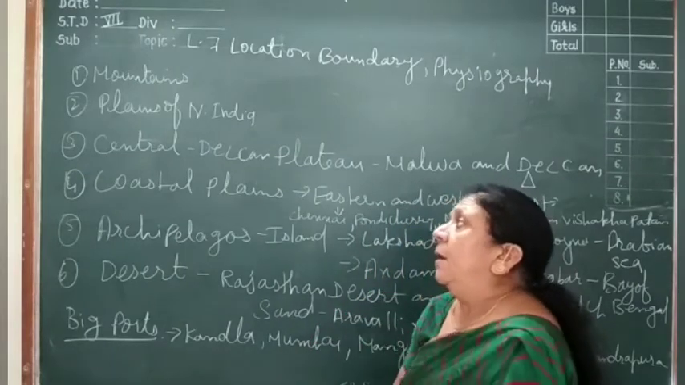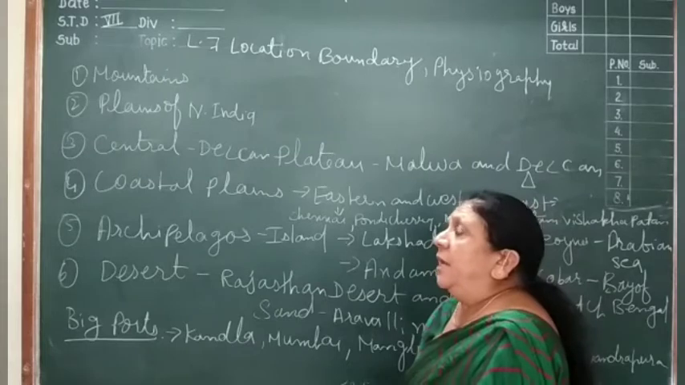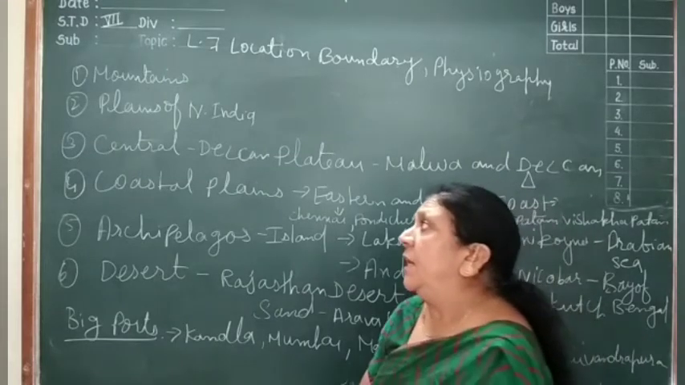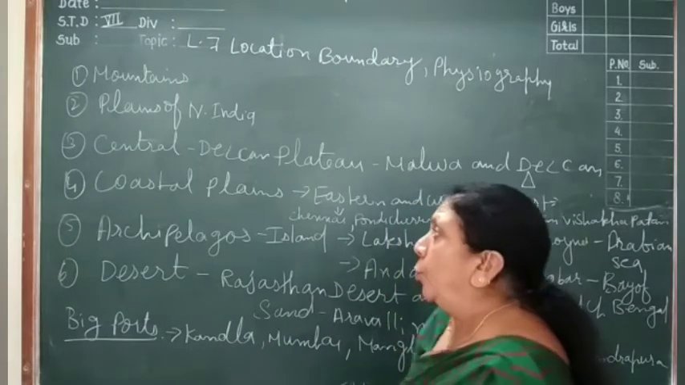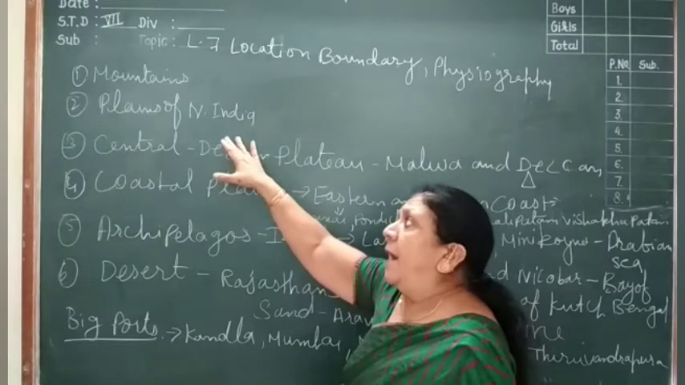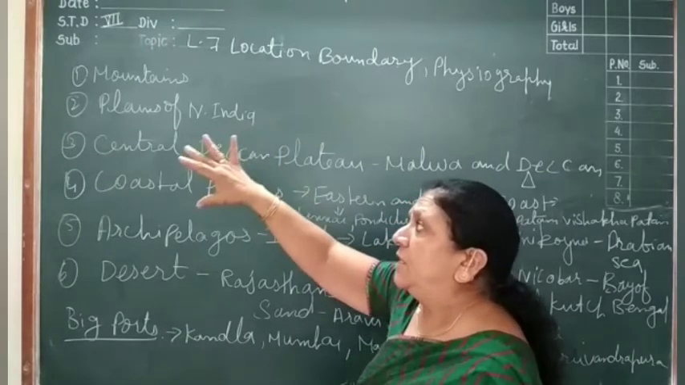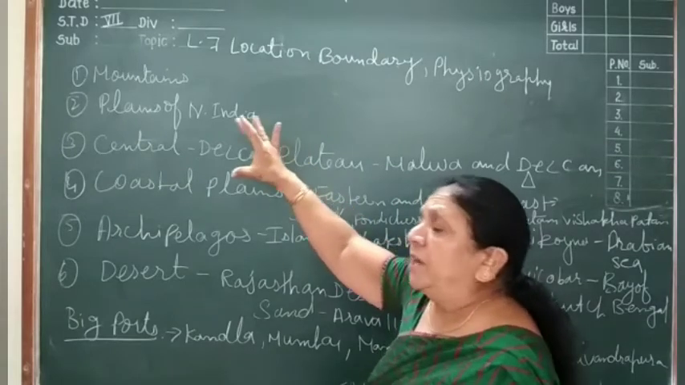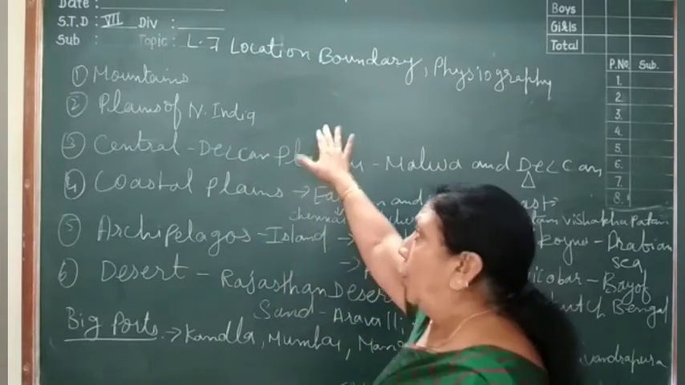Now we can see that the plains of North India are very fertile, and so different types of crops are grown. I will show the map, and the map will be there in the video, and you will see the map and can locate which are the plains of northern India.